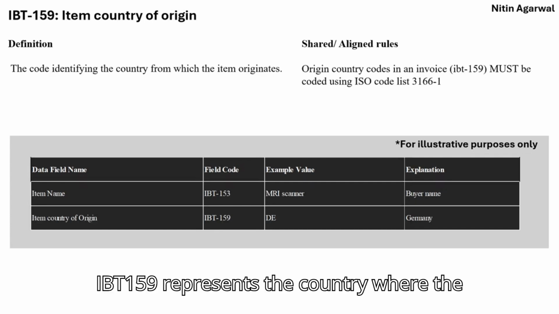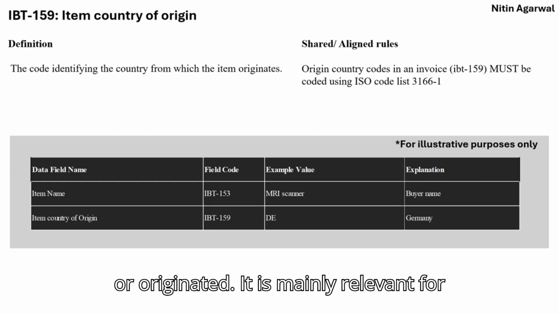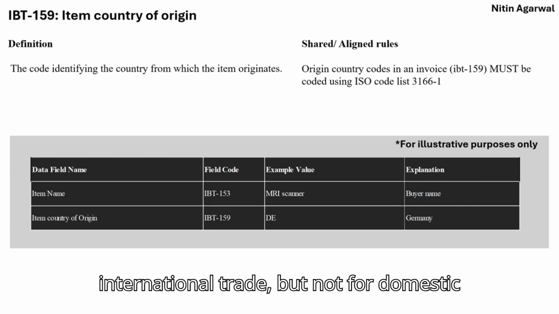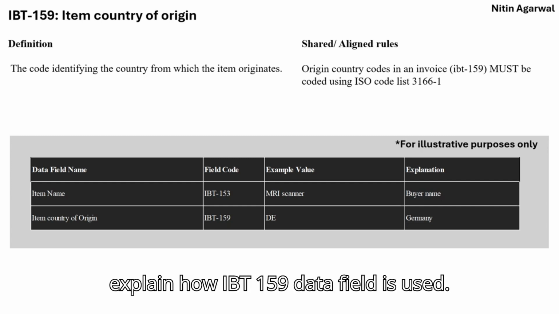IBT 159 represents the country where the invoiced item was produced, manufactured, or originated. It is mainly relevant for international trade, but not for domestic transactions. We take an example to explain how IBT 159 data field is used.